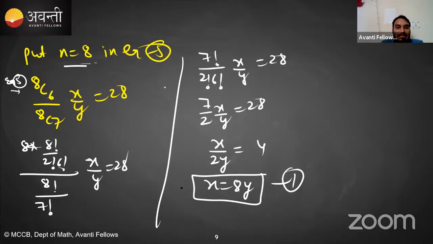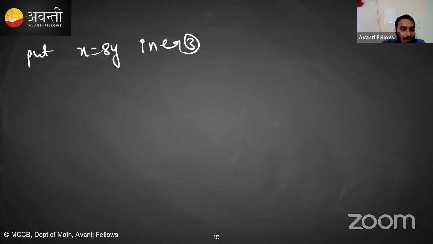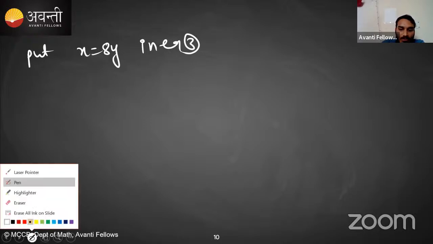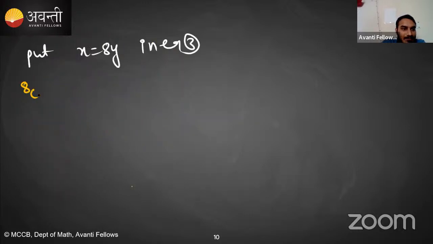After that, we will get a relationship x is equal to 8y. So far we have solved this question. And then I said to put x is equal to 8y in equation 3. What is equation 3? Equation 3 is 8C7 x raised to the power 1 y raised to the power 7, which is equal to 1 by 4.